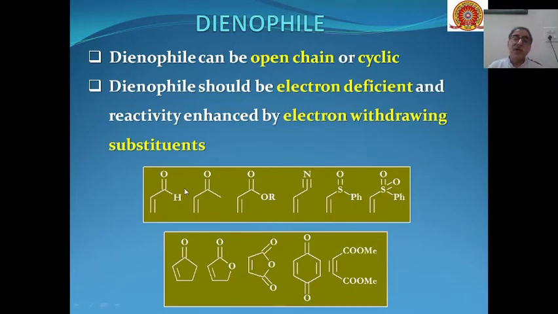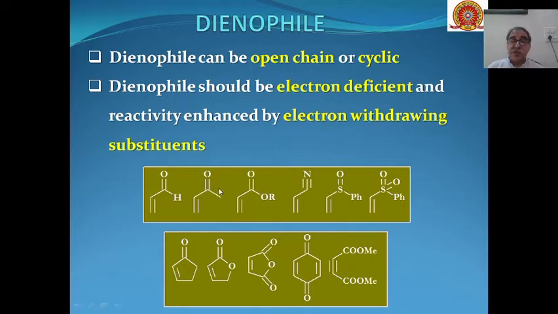Then is the dienophile. A dienophile can be open chain or it can also be a cyclic structure, and it should be electron deficient, and the reactivity of the dienophile is enhanced by electron withdrawing substituents present on it. So these are some examples of dienophiles. For example, here you can see that this aldehyde group is an electron withdrawing group, so it will enhance the reactivity of the dienophile.